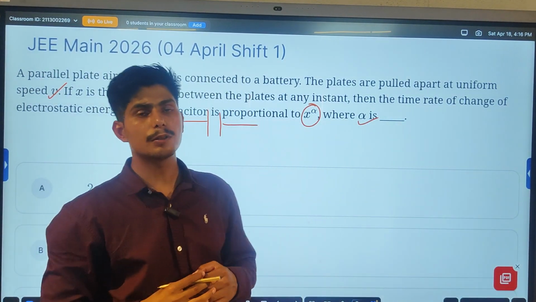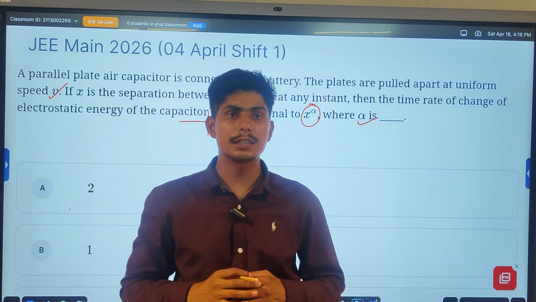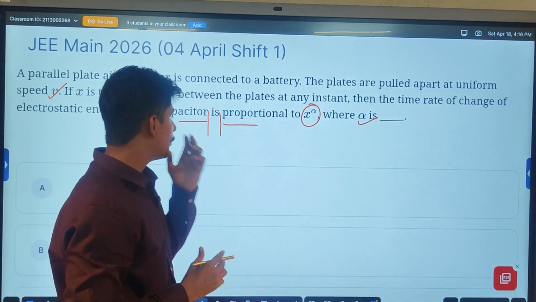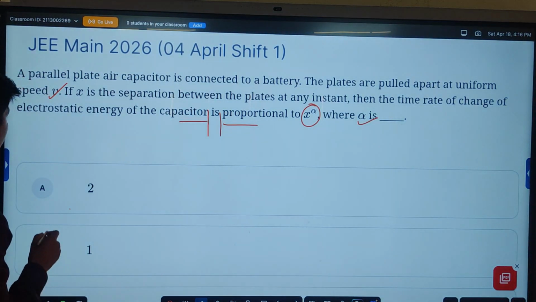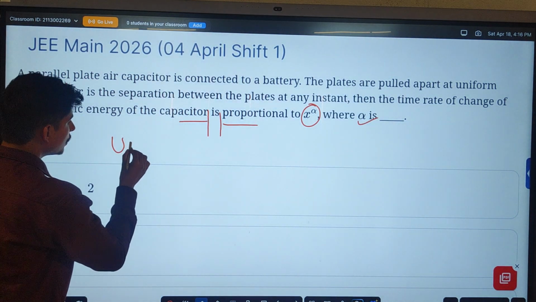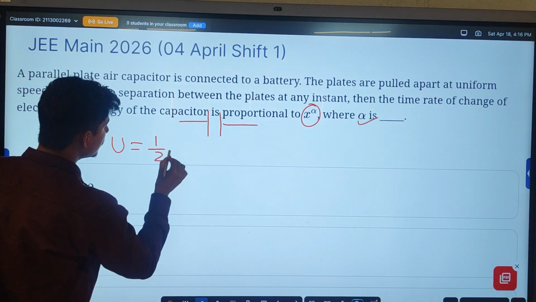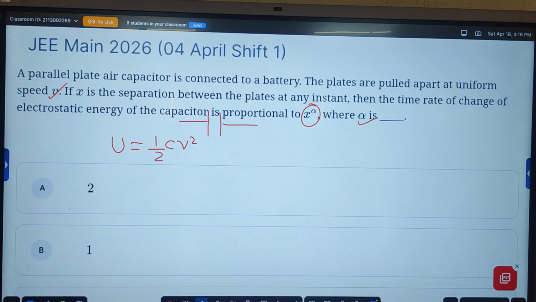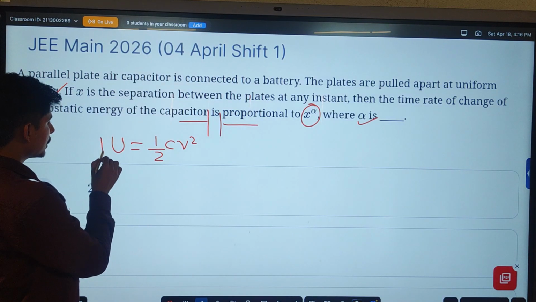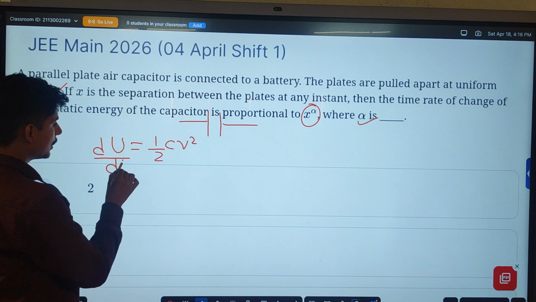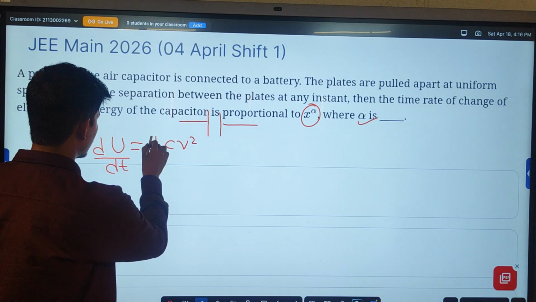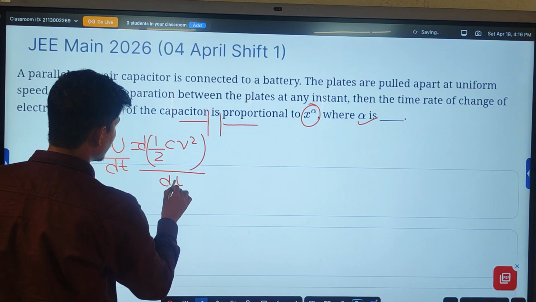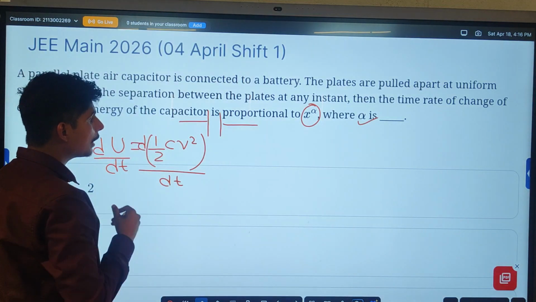What is U? U is just the electrostatic energy stored inside the capacitor, right? So what is the magnitude of energy stored inside the capacitor? U is equal to half C V square, right? So they are asking dU by dt in this question. So we have to differentiate this quantity.